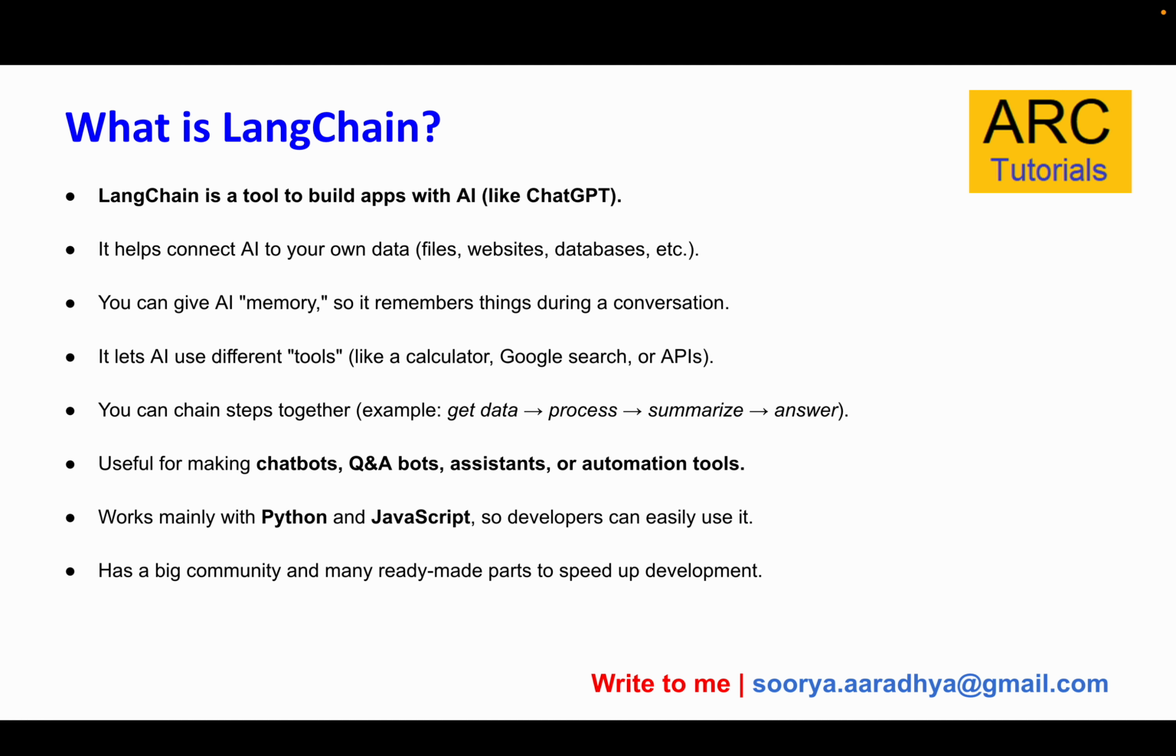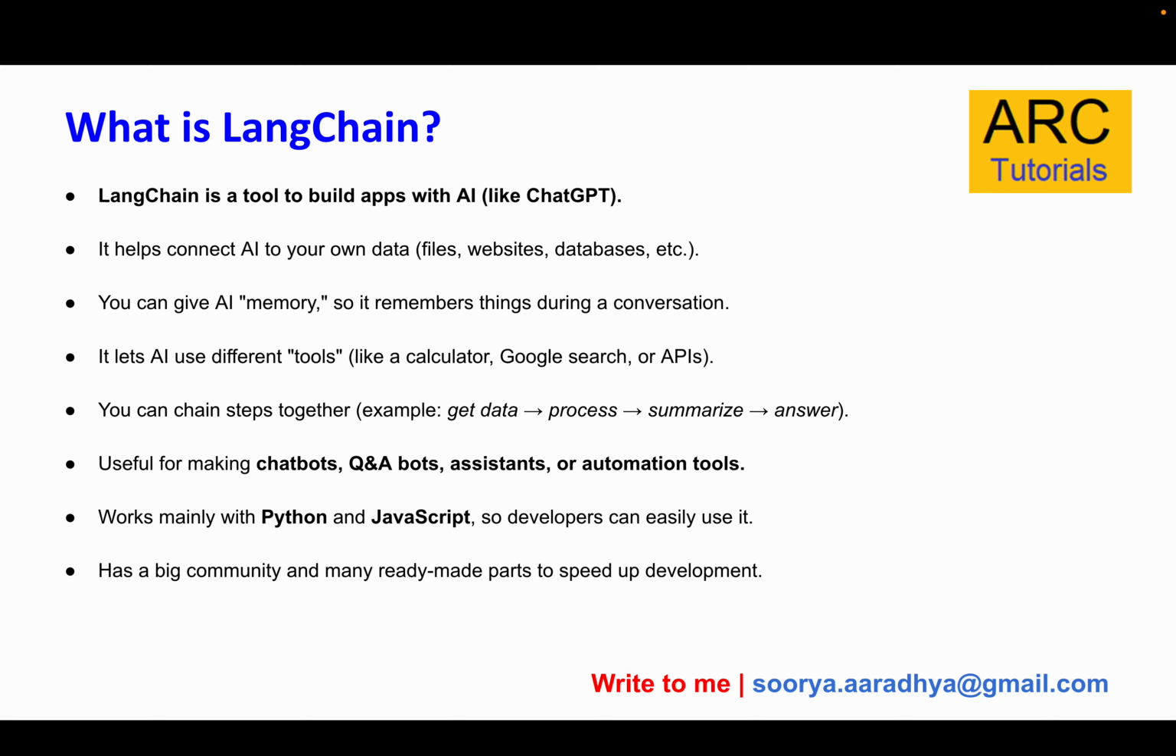All right, so first things first and the basics. What is LangChain? LangChain is a tool to build apps with AI. You can build your own ChatGPT using LangChain. There are a lot of free available models from Hugging Face, Facebook, etc., which you can download, use, and build your own ChatGPT locally in no time. But all of that can be done using a tool called LangChain.